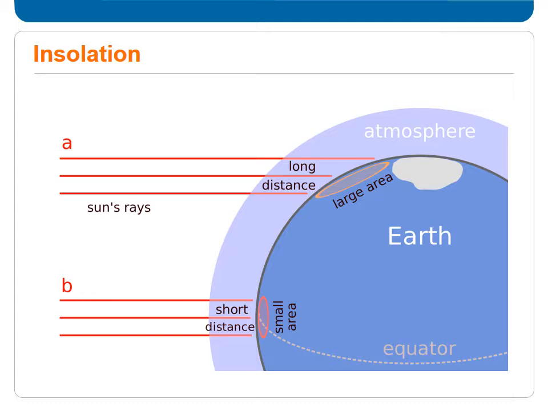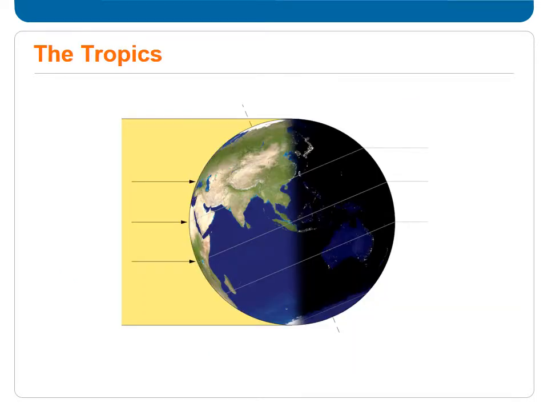The same quantity of sunlight exists on the larger area at point A as in the smaller area at point B. There is more energy per unit area at point B. The area between 23.5 degrees north and 23.5 degrees south is known as the tropics. The tropics, like the equator, have mild, warm weather year-round. It is also the only part of Earth where the sun reaches zenith.